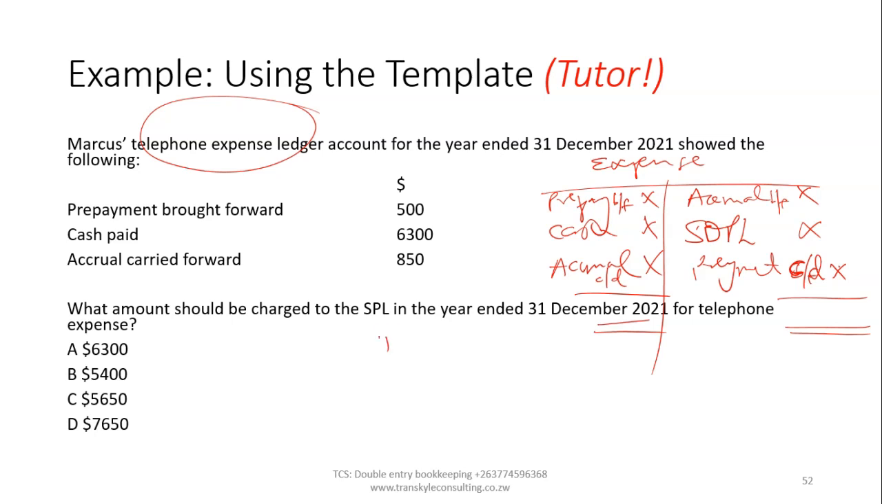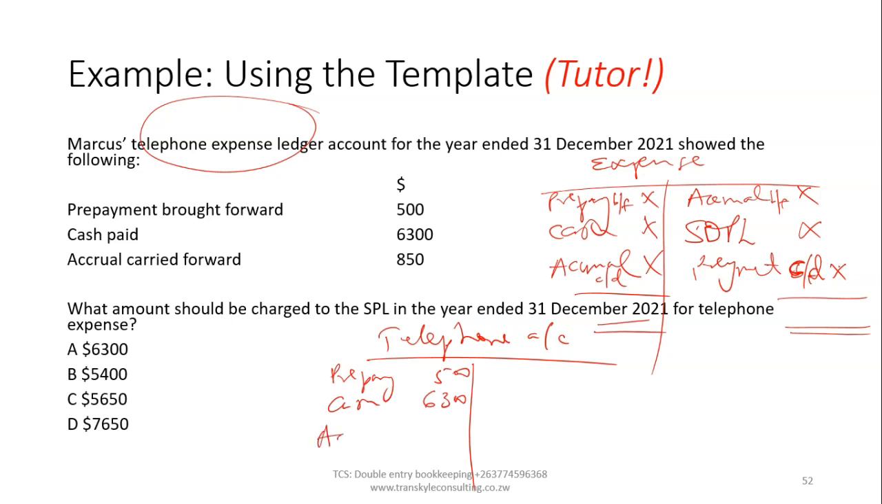So we can just say telephone account. Okay, this is the telephone account. We are given the prepayment brought forward, so prepay brought forward was 500. Then the cash paid, the cash 6,300. Let us just use the template, ladies and gentlemen.